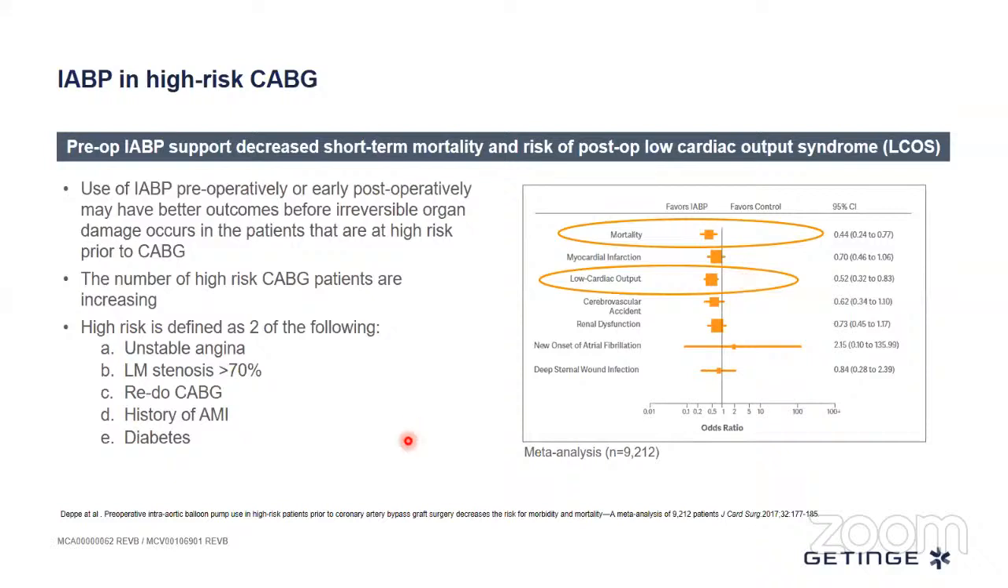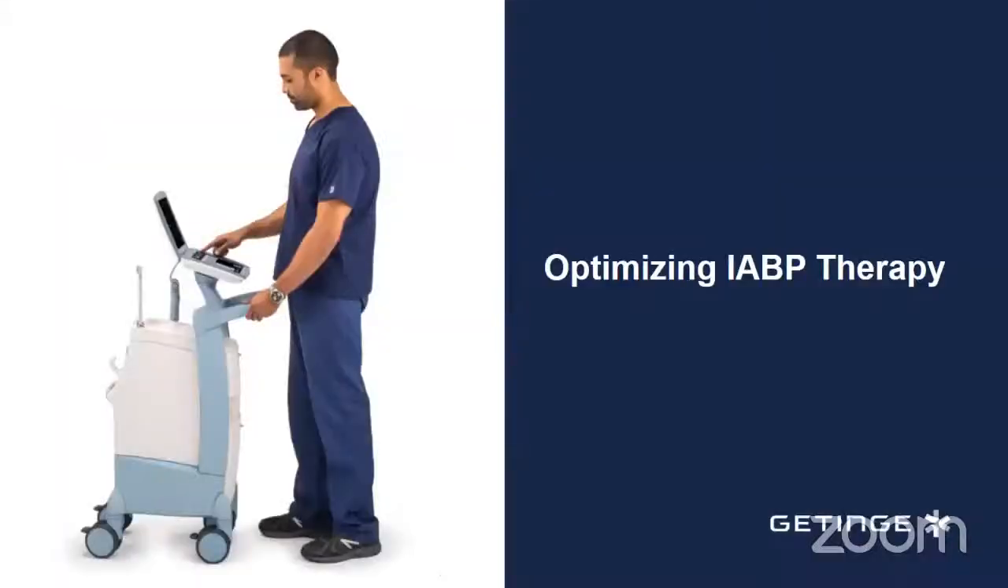And they also defined high-risk patients as unstable patients, LM stenosis of more than 70%, redo CABGs, history of AMI, and diabetes. All right, and they suggested inserting the balloon pump pre-op itself. Any questions so far, or are we still good? Yeah, we're good. Okay. All right.